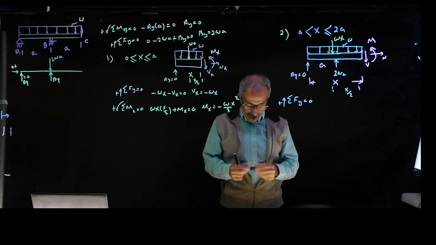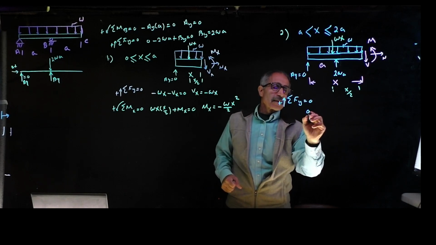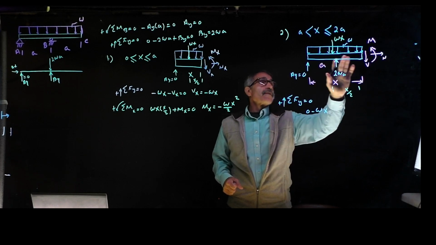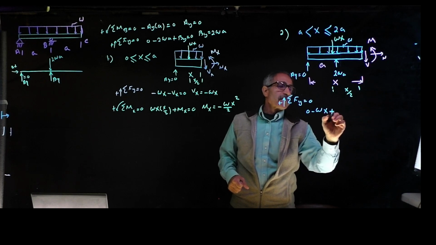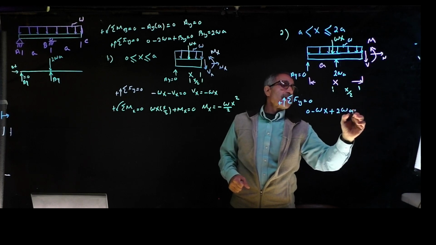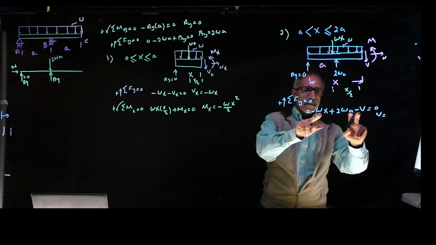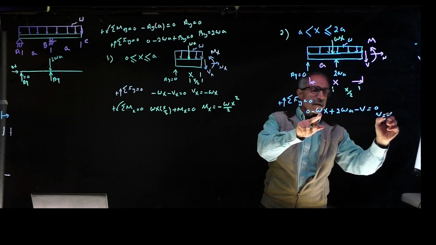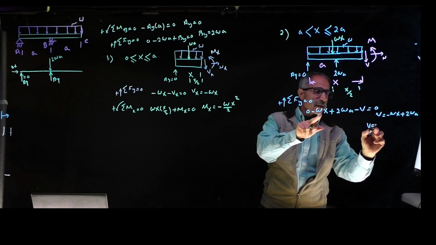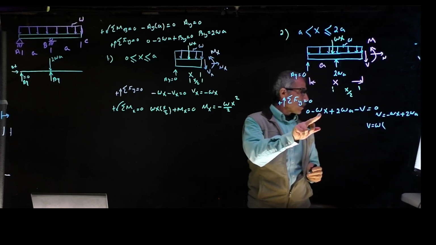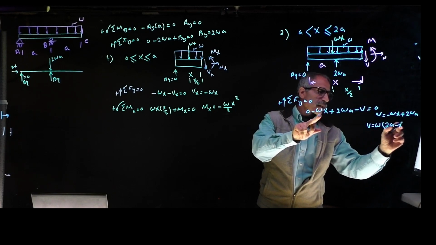So when I do summation Fy, I'm going to have 0 minus wx. Then I have nothing else until the shear itself. Well, no, I have plus the 2WA. And then minus V is equal to 0, so my V comes out to be minus wx plus 2wa, or I can say V is equal to, taking out w and factoring, w times (2a minus x).